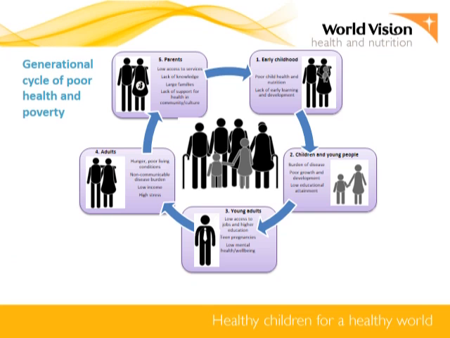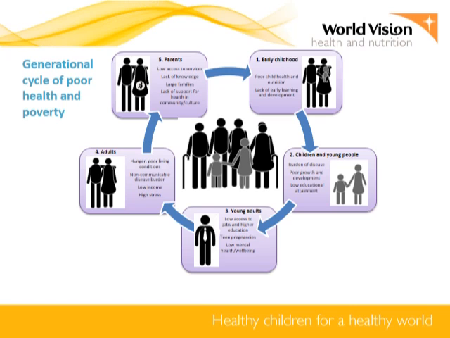Another great way of talking about this is the generational cycle of poor health and poverty. So what we mean by this is there is a vicious circle, and that poverty and poor health are transmitted through the generations. So let's start thinking about pregnancy, so the very start of life. So look at the top left-hand corner.